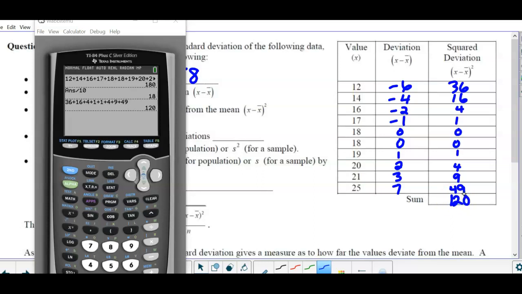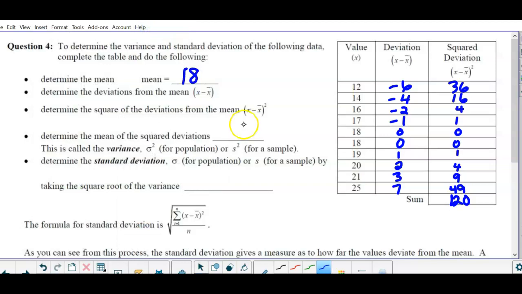And then it says determine the square of the deviation. So we've done that. Determine the mean of the square deviations. So that's 120 divided by 10 of them, right? So that's going to be 12, and that's called the variance. Okay, and it's often denoted, that symbol here is a lowercase sigma squared.